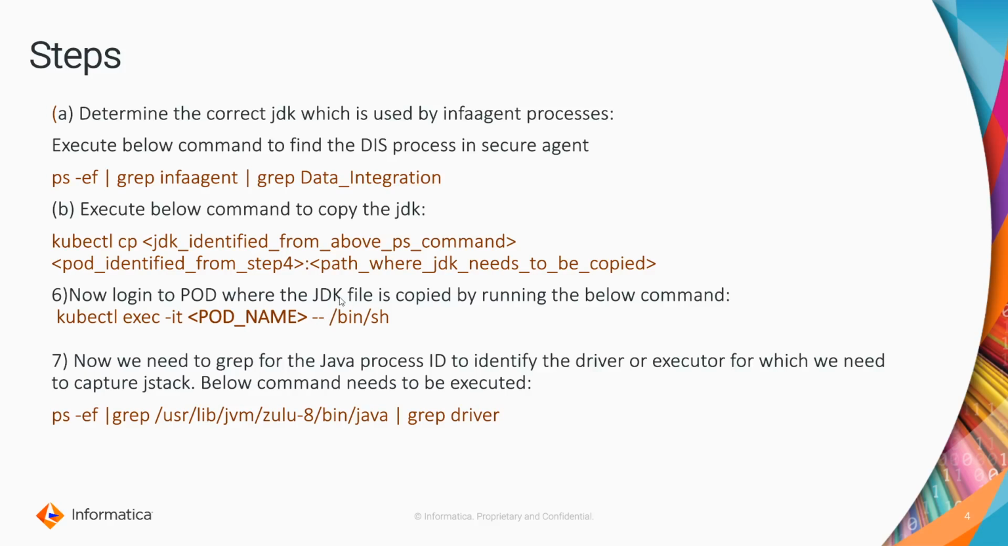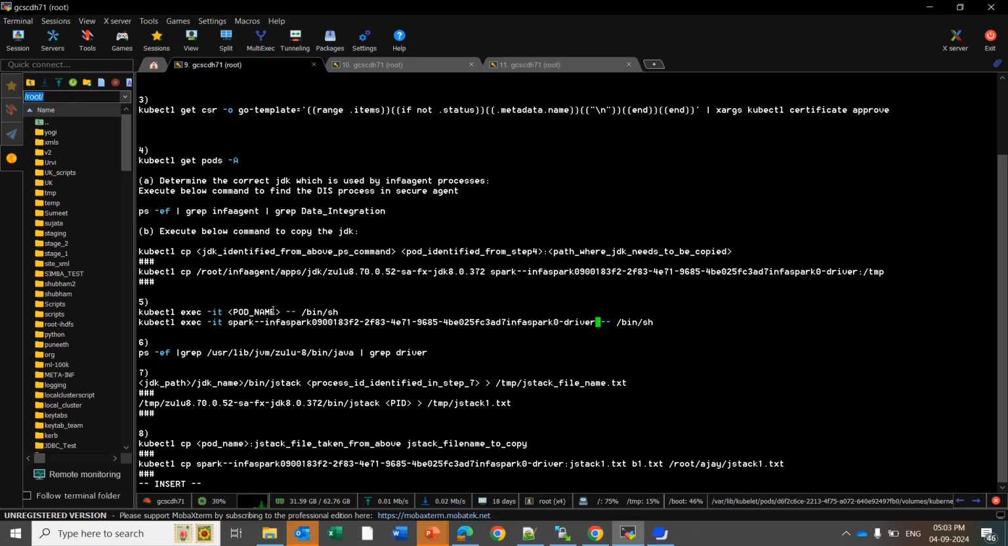Now the next step, once you copy the JDK file to the pod where you want to collect the JSTACK, is to log into that particular pod. For that, execute this command: kubectl exec -it <pod name> with the pod name where you want to collect the JSTACK, and the terminal. In this video, I'm collecting the JSTACK on the driver pod, so I need to log into the driver pod only. So in this kubectl command, you need to update the pod name where you want to collect the JSTACK.